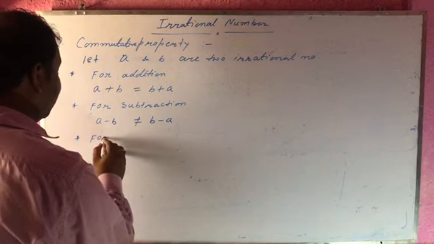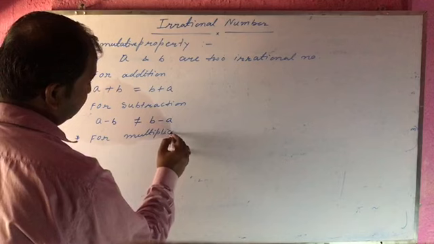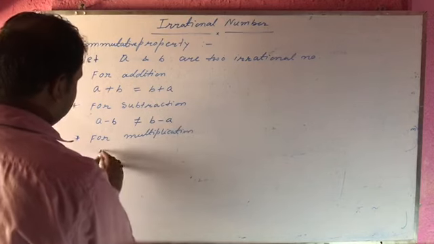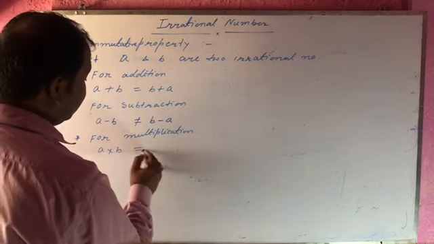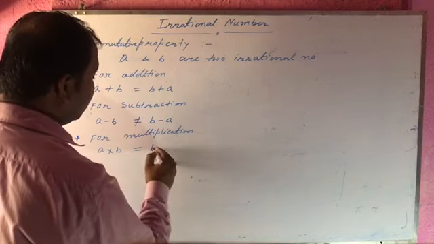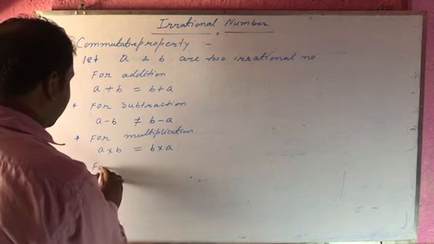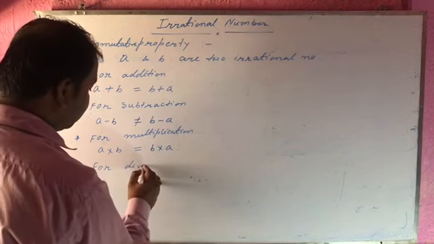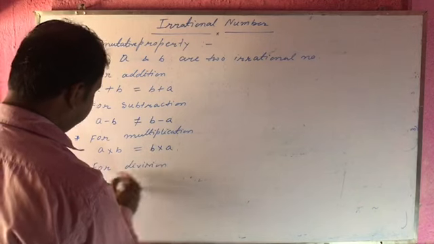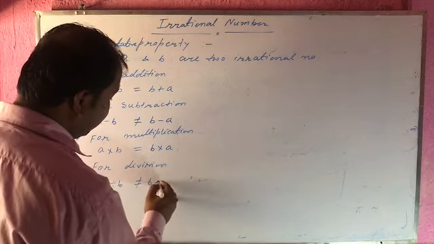And similarly for multiplication, A multiply B must be equal to B multiply A. And for division, A divided by B must not be equal to B divided by A.